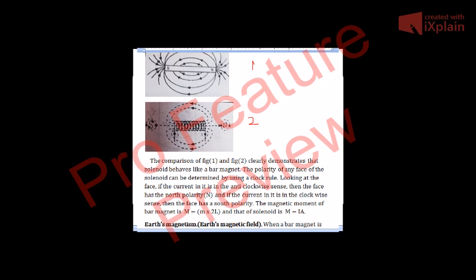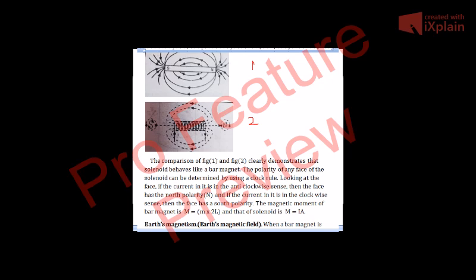So the two figures clearly demonstrate that a solenoid behaves like a bar magnet. It has a north pole and south pole like a bar magnet, and we can determine its north pole and south pole by the clock rule. Looking at the face, if the current in it is in the anti-clockwise sense, then the face has north polarity. That is, that face acts as a north pole, and if the current in it is in the clockwise sense, then the face has south polarity.